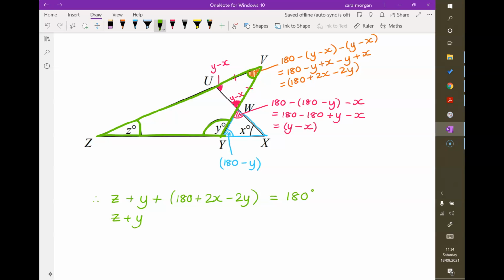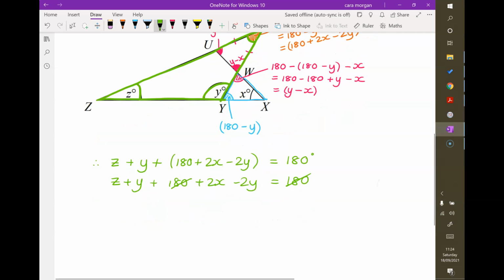Just simplifying that, I don't actually need the brackets. It's so much easier to look at by writing that down there. I can see that 180 degrees cancels on both sides because I can subtract it from both sides. Tidying up, I've got Z, and Y subtract 2Y, which leaves a negative Y, add 2X, and that all equals 0.